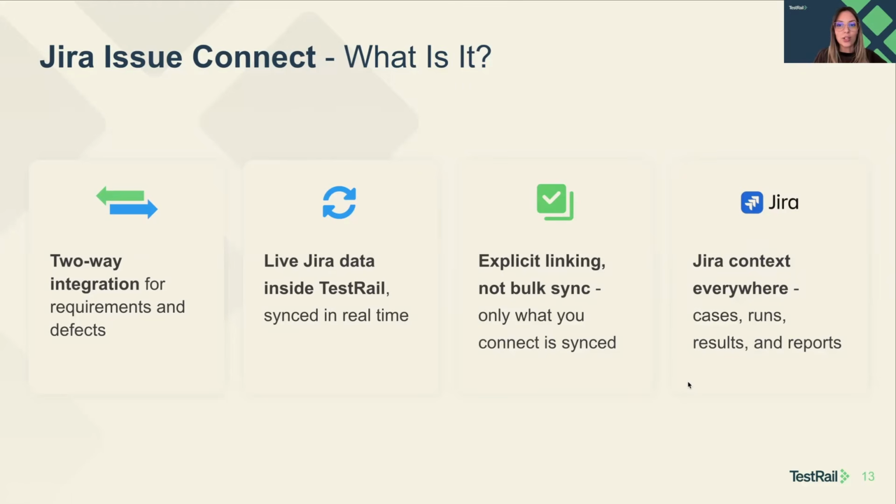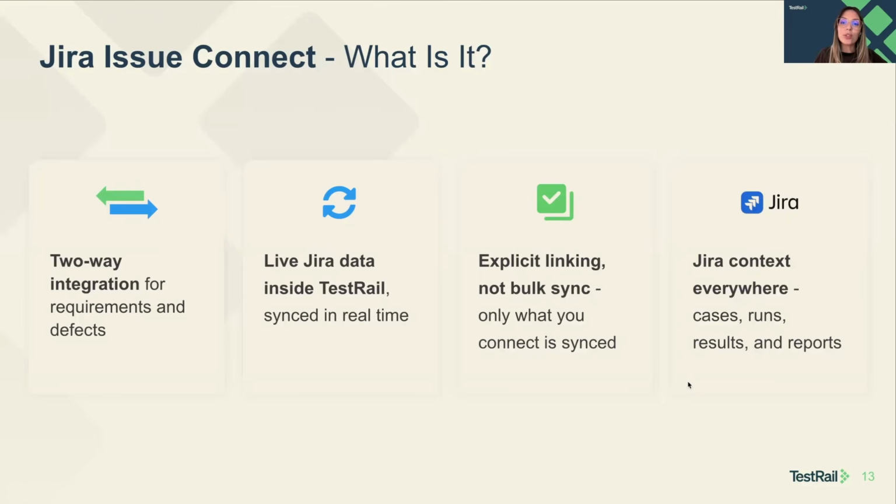What exactly is Jira Issue Connect? This feature will bring, as I said, live Jira data directly inside TestRail, and it will keep it synced in real time. This will work both ways for requirements and defects without having to copy data or forcing teams to switch tools. Now, a key design principle here is that linking is explicit. By default, we will sync with all Jira projects available on the Jira instance that the TestRail instance is integrated with, but as usual in TestRail, this is customizable. Only the Jira issues that you intentionally connect are synced, which gives your teams full traceability without unnecessary noise or even governance risk.